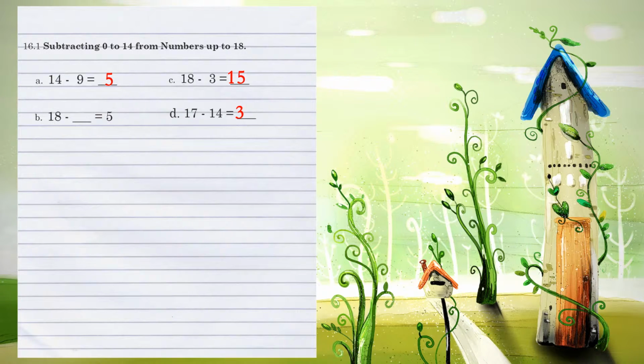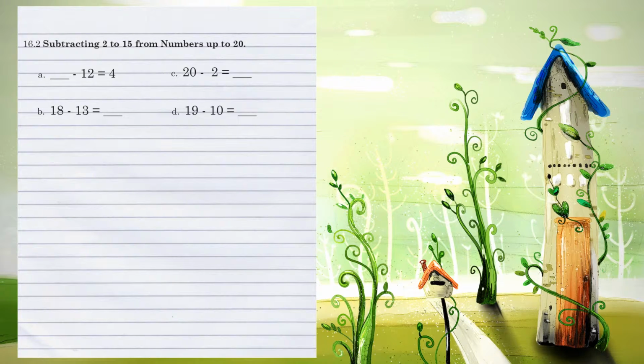Example B. 18 minus what number equals 5? Well, let's look at our ones position. 8 minus what number equals 5? We'll count backwards in your head, and you have to count backwards 3 positions. We still have the 1 though, so therefore 18 minus 13 equals 5.